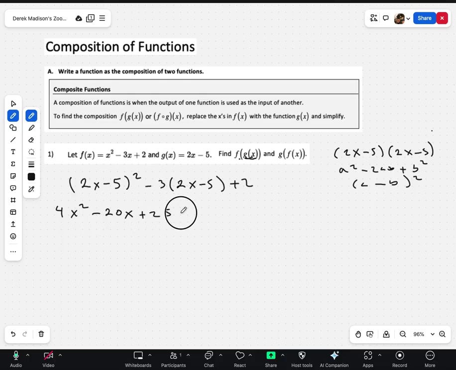And then we'll distribute the 3 through, so that's going to be a minus 6x plus 15, careful with the sign there, and plus 2. And then we just have to collect our like terms. The highest one we have is 4x squared, got a minus 20 and a minus 6, so that's going to be minus 26x, and plus 25 plus 15 plus 2 would be 42. So that would be f of g of x.